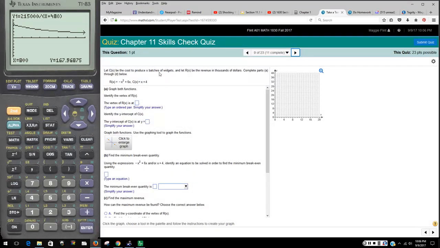C of x is the cost to produce x batches of widgets, and R of x is the revenue in thousands of dollars for those widgets. Complete parts A through D.